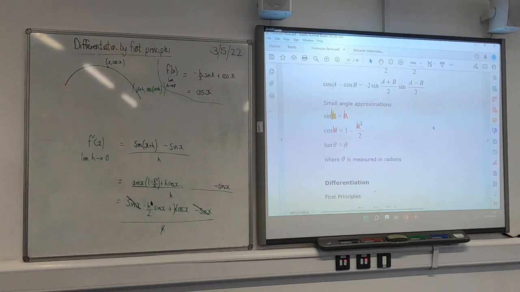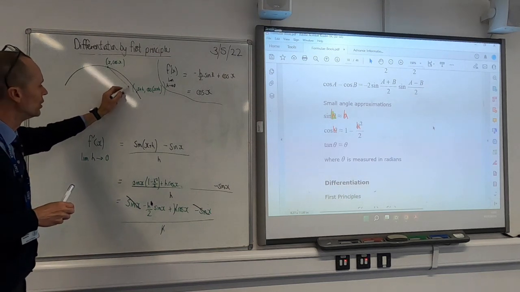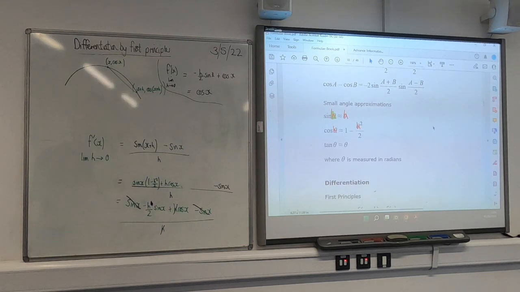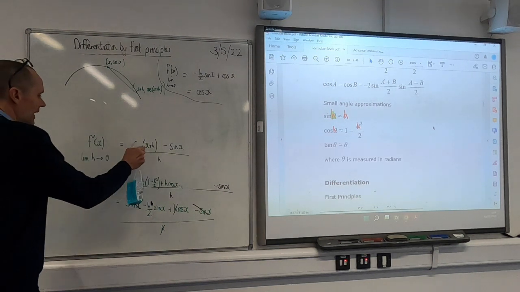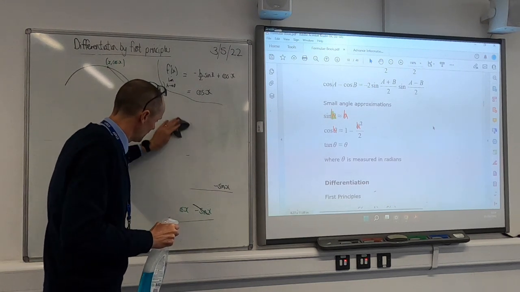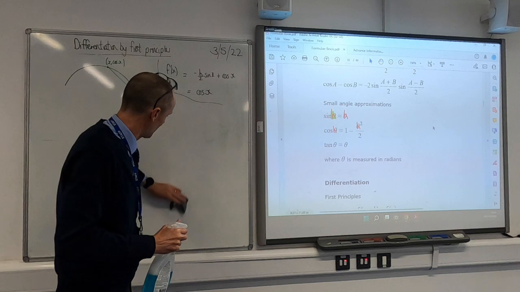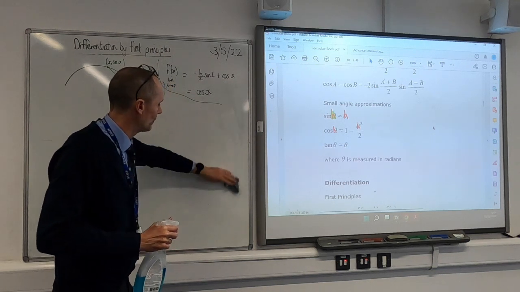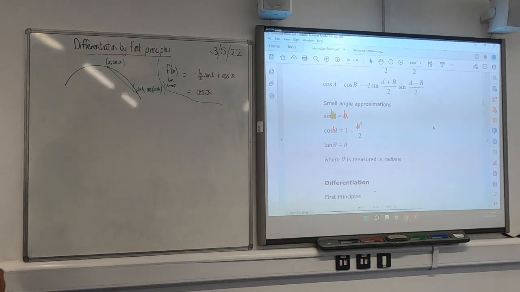You don't need to do the drawing. I think I always would, but you've got your sine x proof. So now see if you can do it for cos x. We know what the answer is going to be. The answer is going to be minus sine x. When I differentiate cos, I get minus sine.